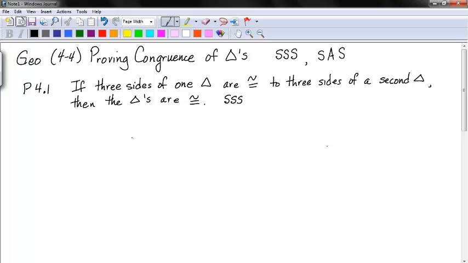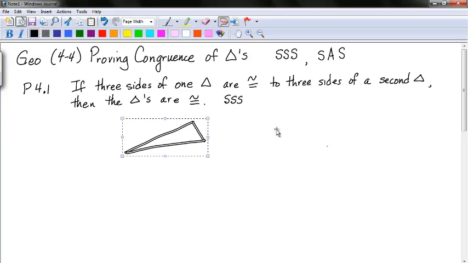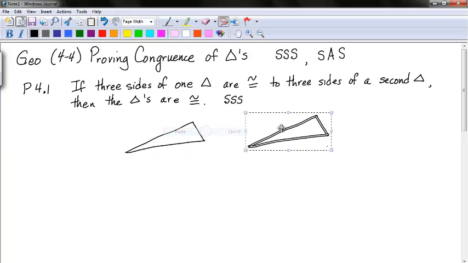So if we draw a picture, say this triangle, here's the advantage. If this side is congruent to this side, and this one is congruent to this one, if all 3 sides are congruent, then the triangles are congruent. And that's postulate 4.1.